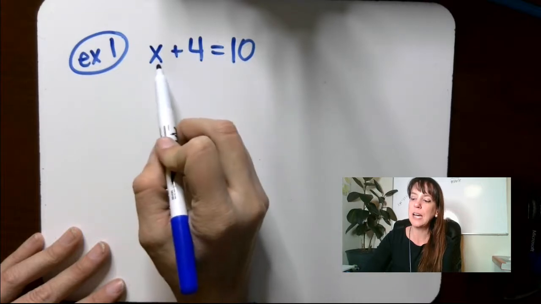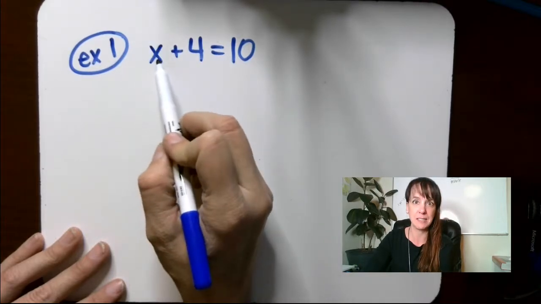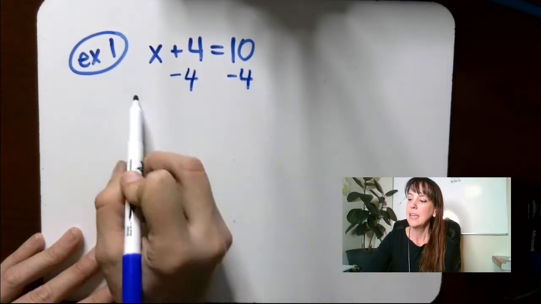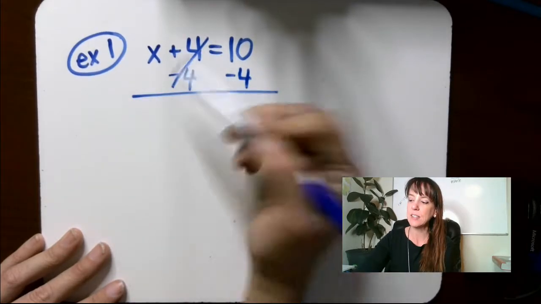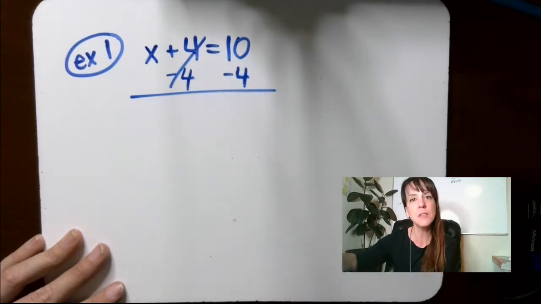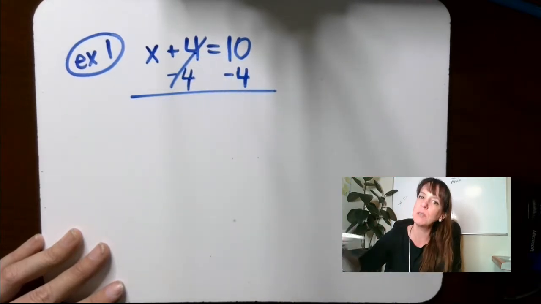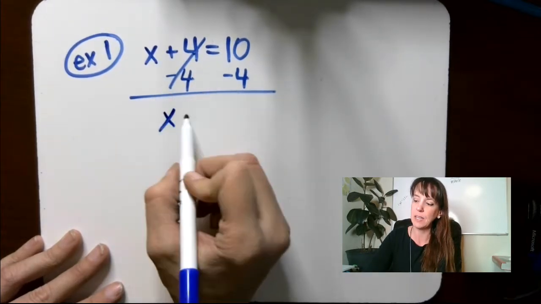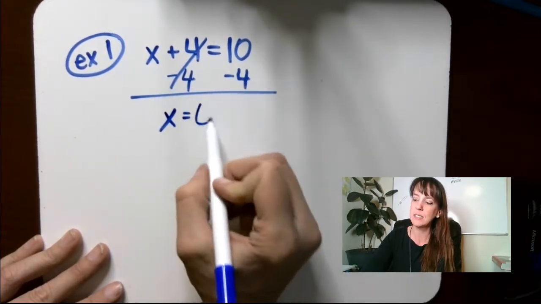The idea is that we want to get our x by itself, right? And we do that by minusing 4 from both sides. If we do that, these cancel out. The reason we choose to minus 4 is because we're adding it here. And the opposite of addition is subtraction. The opposite of multiplication is division. When we do that, this x gets by itself and we have x equals 10 minus 4 is 6.